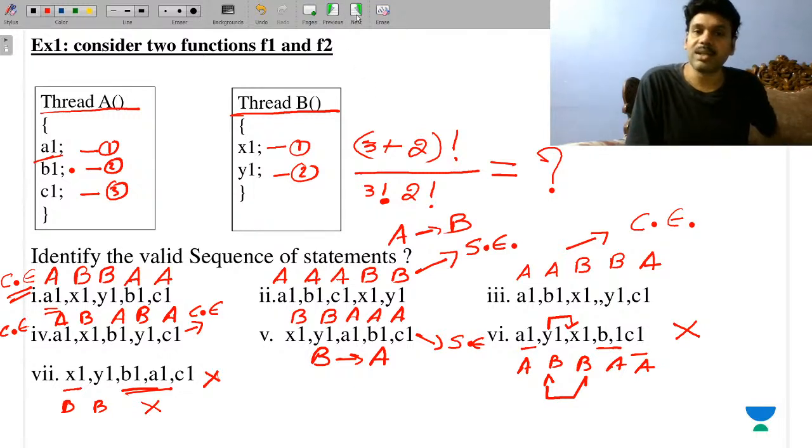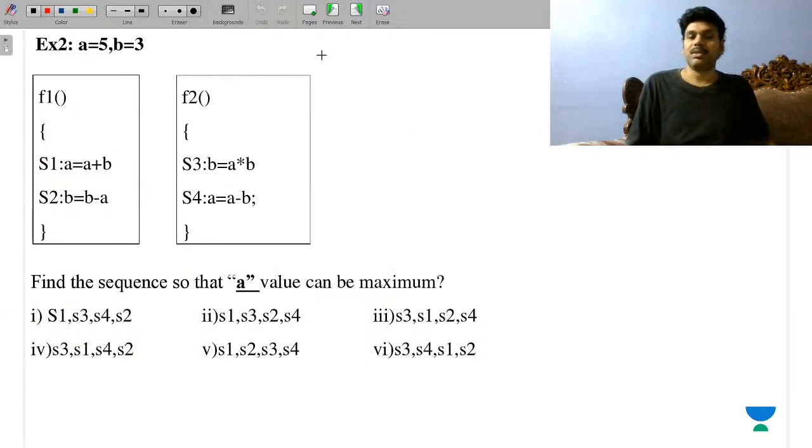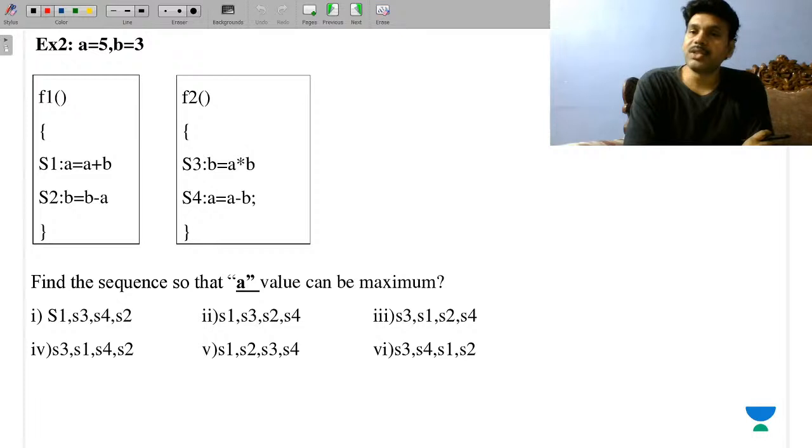Now let us see the next one. So this is one example. There are some serial executions and concurrent executions mentioned.